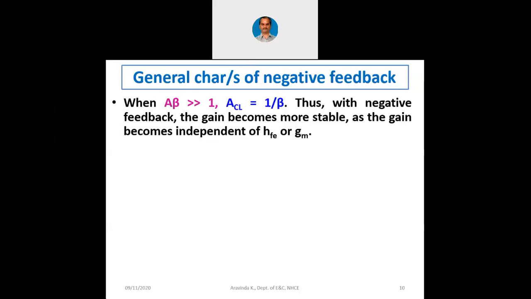The formula of gain for closed loop is nothing but A by 1 plus A beta, where A is the open loop gain. Now, in that equation, ACL equals A by 1 plus A beta. When A beta is much greater than 1, you can ignore that 1 and then ACL simply becomes 1 over beta because A gets cancelled. So now we can see that with the negative feedback, the gain becomes more stable as the gain becomes independent of HFE of the transistor.